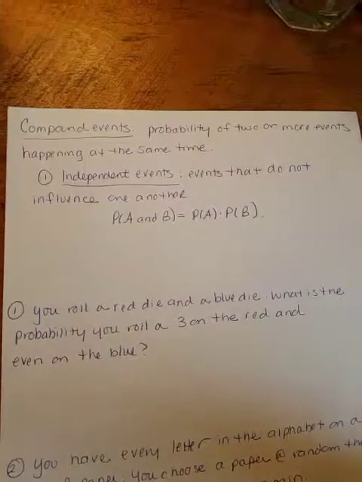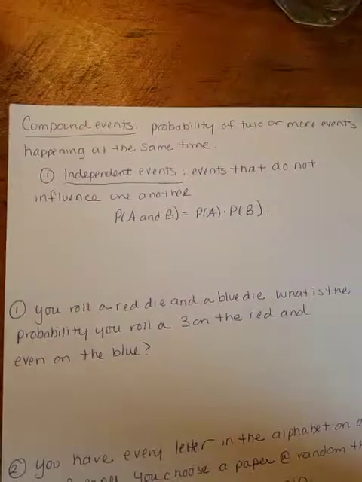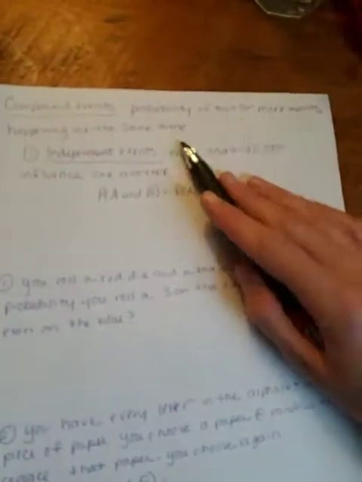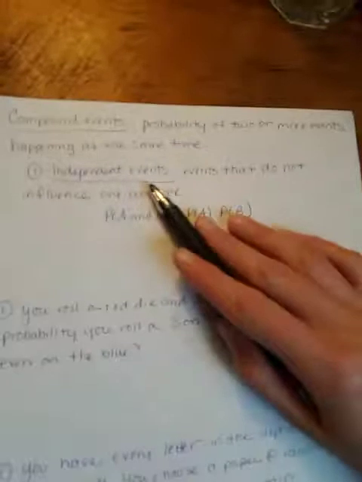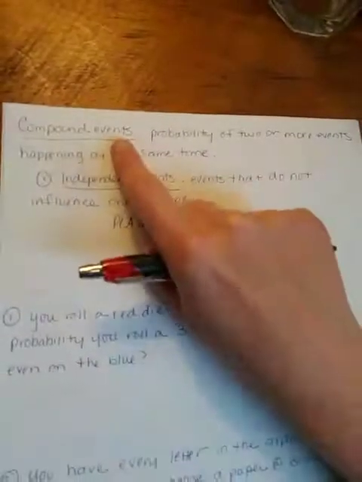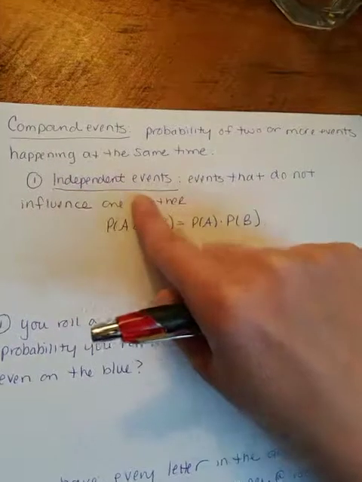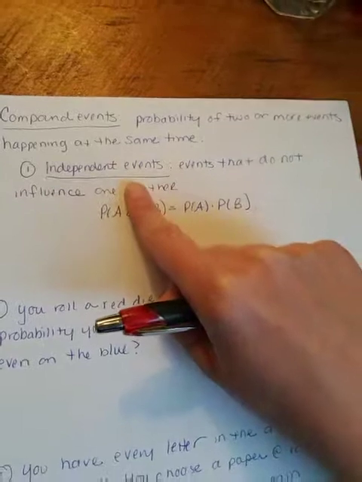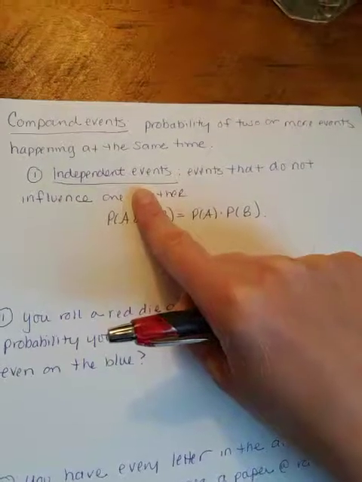Alright, so compound events is what today's lesson is about, and compound events is the probability of two or more events happening at the same time. There are two types of compound events. The first one is called an independent event. The second one's called dependent. We'll talk about that in a second.